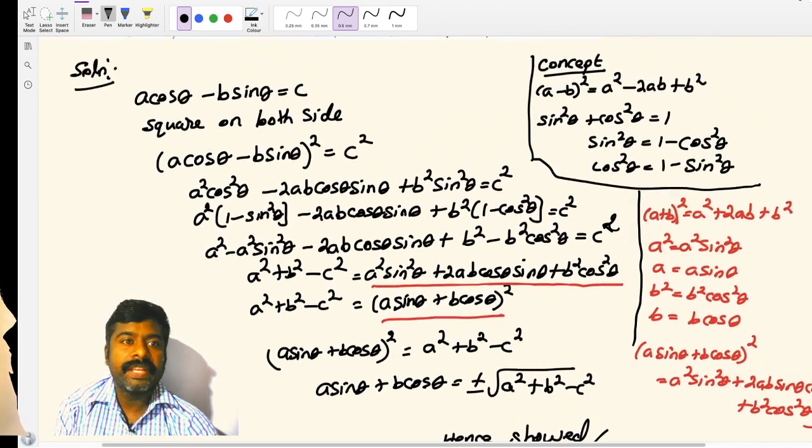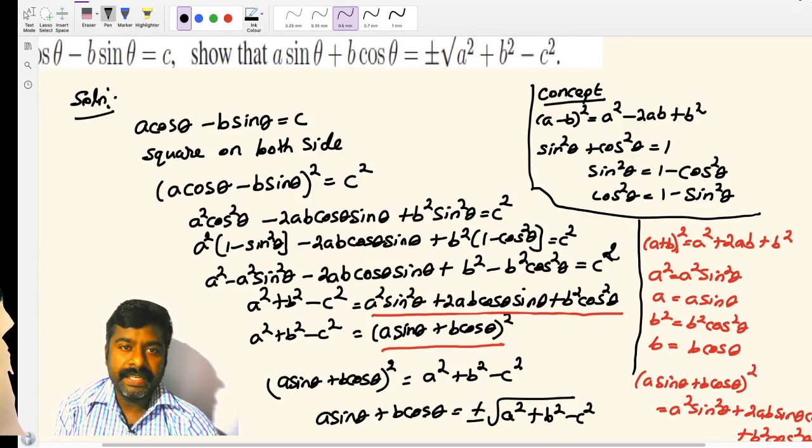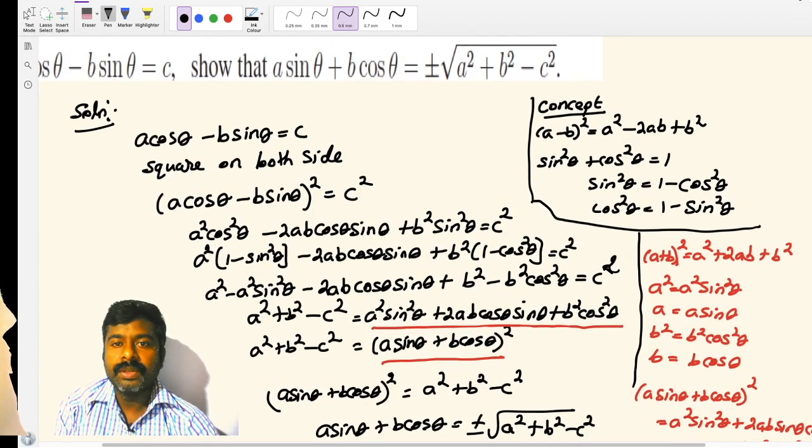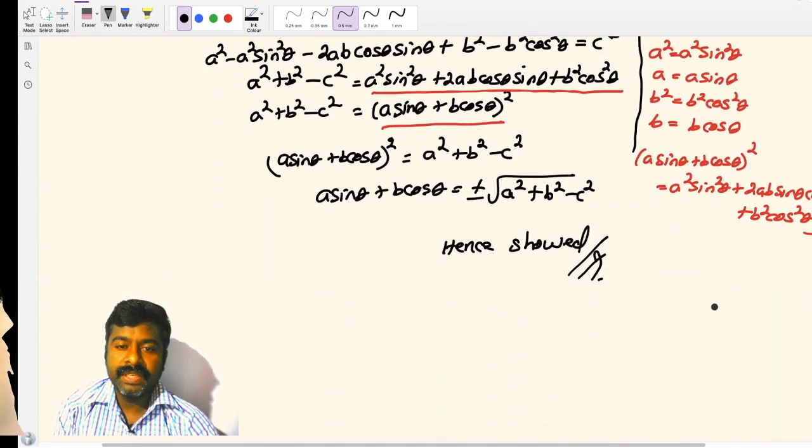In our question, our aim is to show that a sin theta plus b cos theta equals plus or minus root of a square plus b square minus c square. So hence we have found the solution.